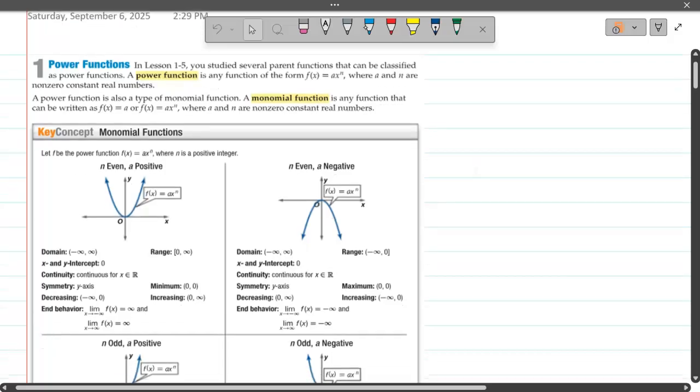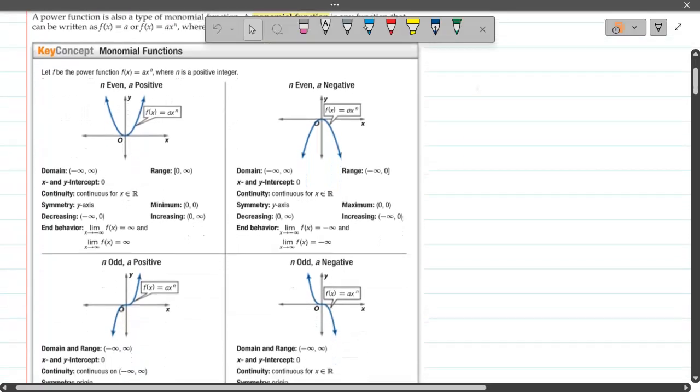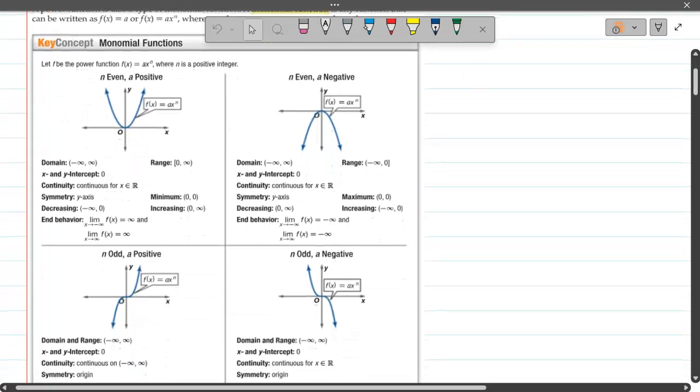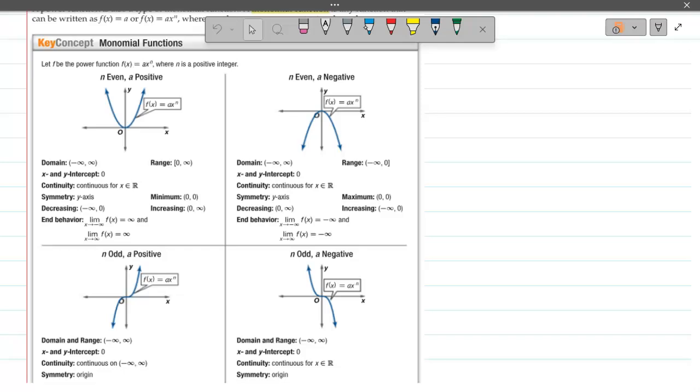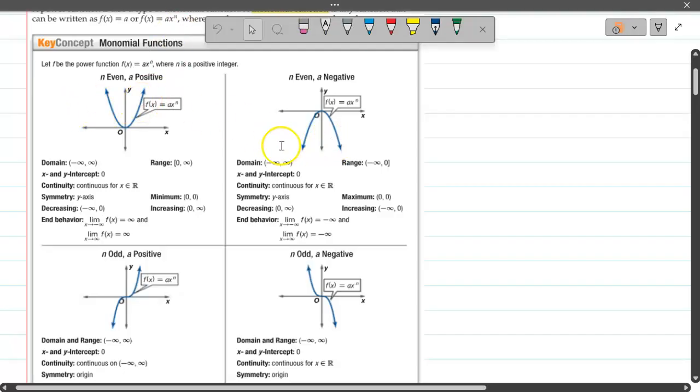So let's start. Here is a quick review that most of you should probably remember from Algebra 2: if the degree of our power function is even, then both ends point in the same direction. Just like you see here, both ends are pointing up, or both ends are pointing down. If the degree is odd, like a cubic function, then one end points down and the other points up.